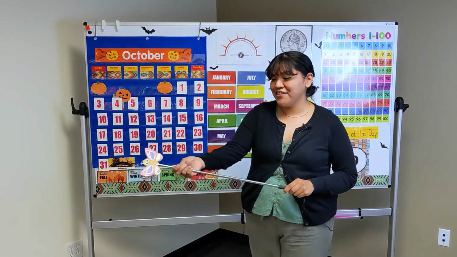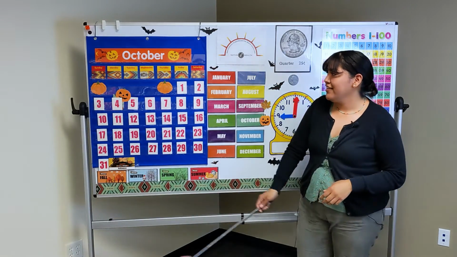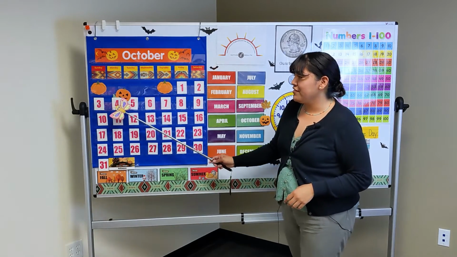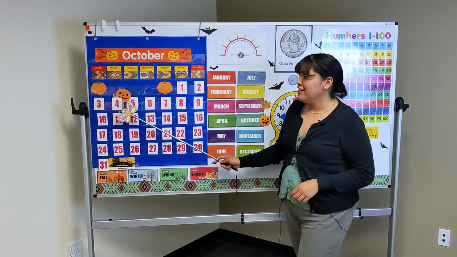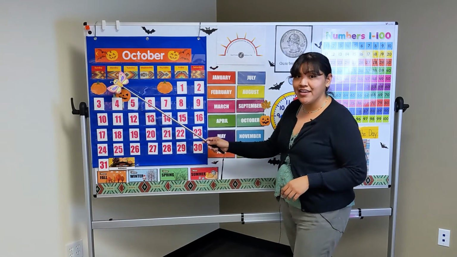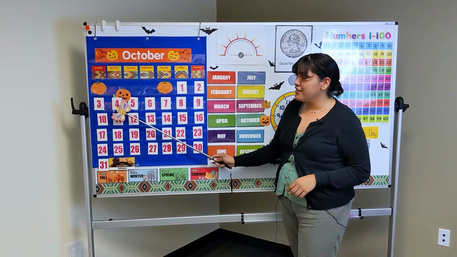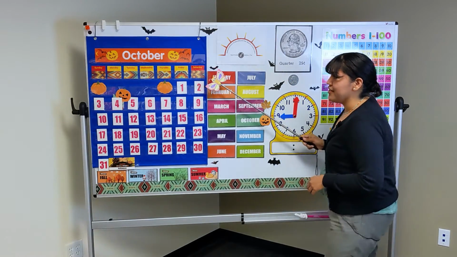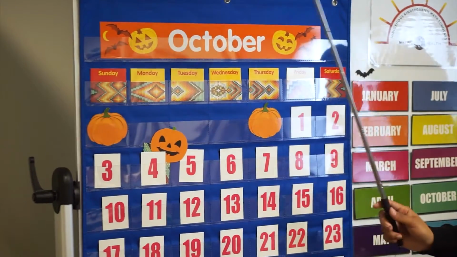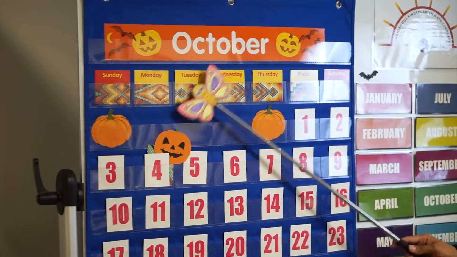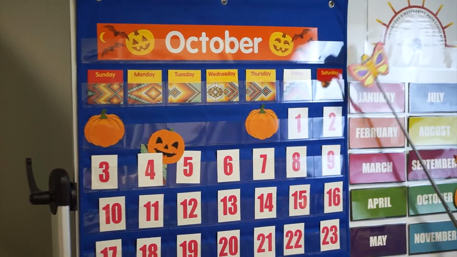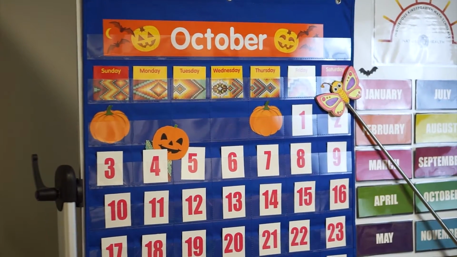All right, everyone have their listening ears on? All right, let's start with our calendar. So it's October, and it is the 4th. You see our little pumpkin friend hanging out on the 4th. It's Monday. All right, so October 4th, and it's Monday. So let's go through the days of the week. So we have Sunday, Monday, Tuesday, Wednesday, Thursday, Friday, and Saturday.